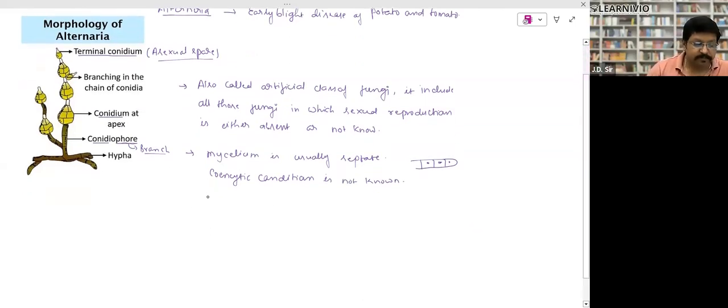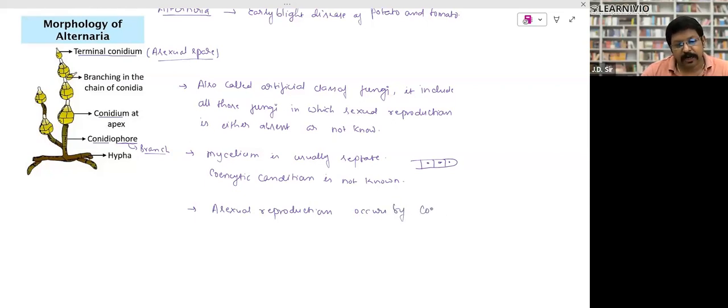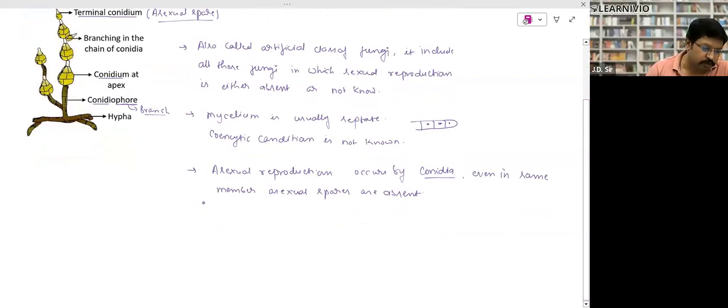Then there is a third point. Asexual reproduction takes place or occurs by conidia. So conidia is a type of spore. And even in some members, asexual spores are absent. That is also possible, that there are some members where asexual spores are not found.